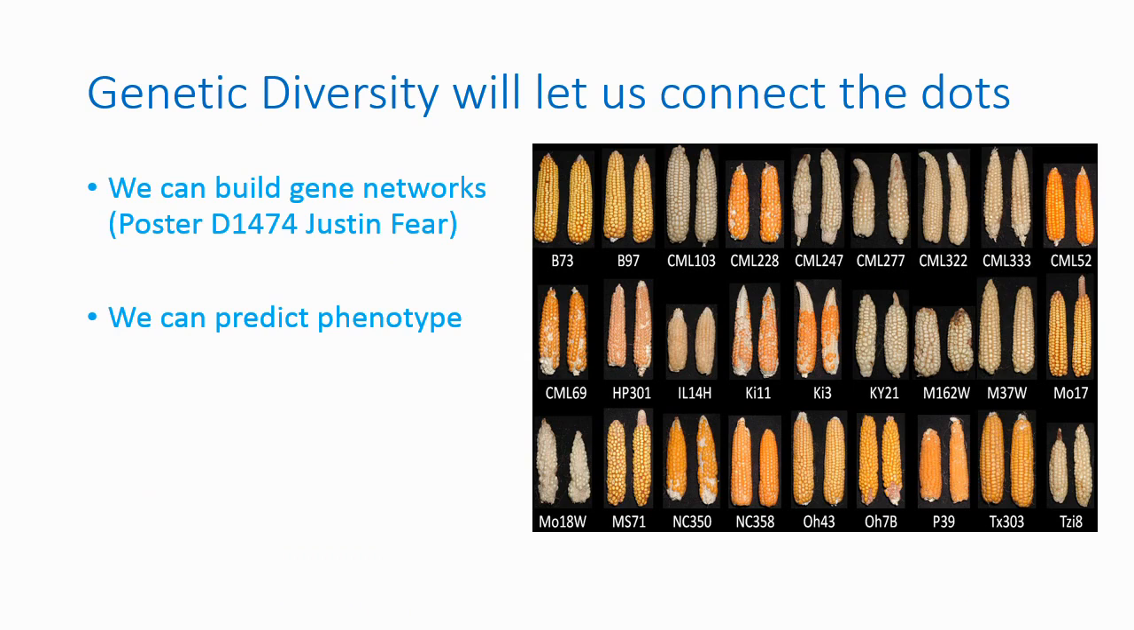Okay, so we can use genetic diversity to build gene networks. I refer you to a poster by a former graduate student to talk about the gene network component. And I think importantly, we're learning more and more that we can predict the phenotypes. I want to show you here one phenotype, which is the diversity of ears in corn from the founders of the nested association mapping population in maize. And this is a photo from Sherry Flint-Garcia.